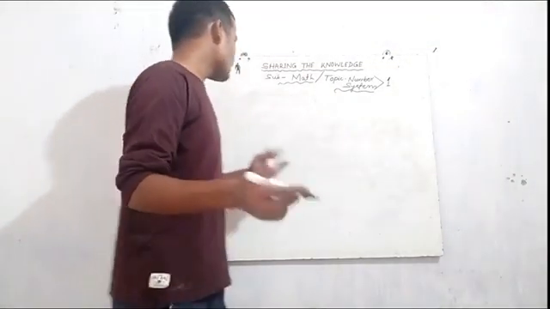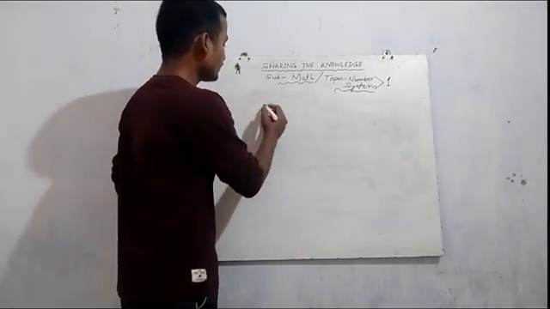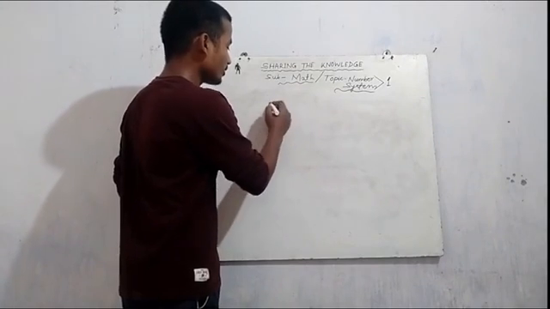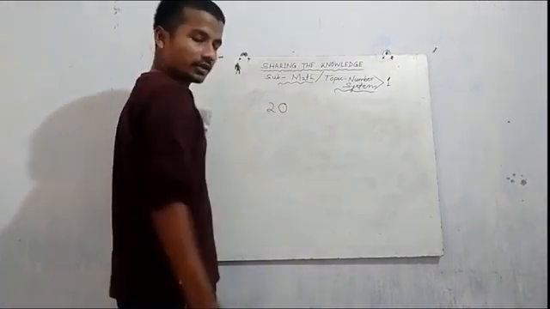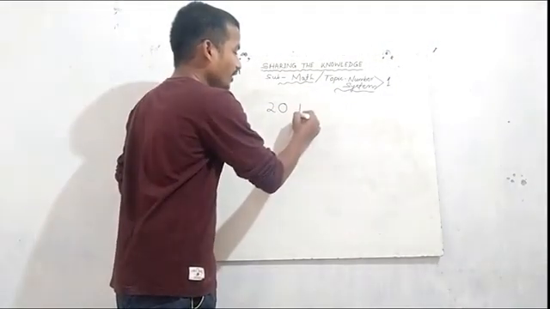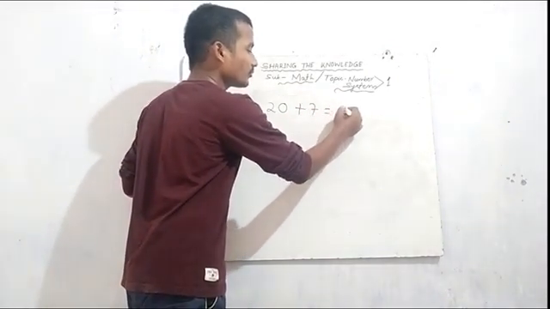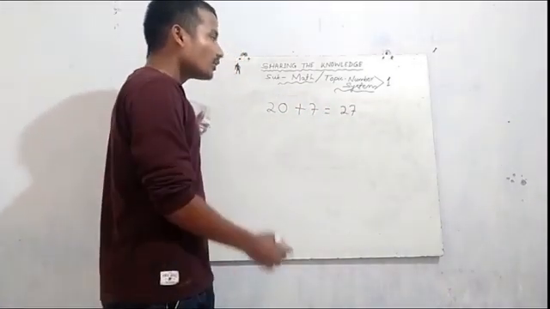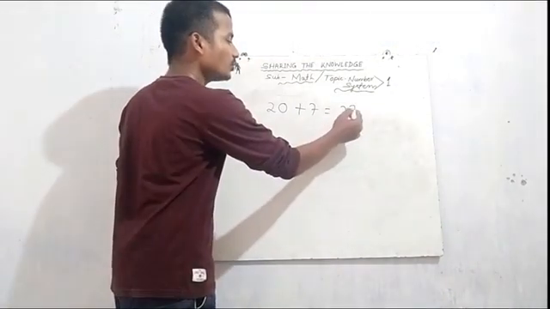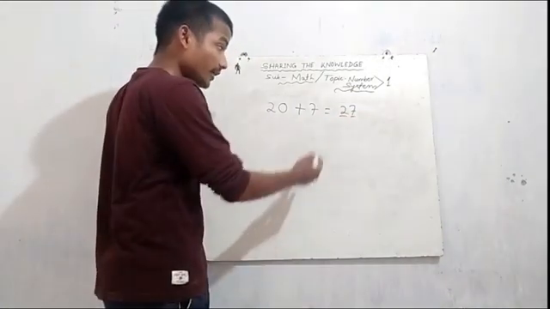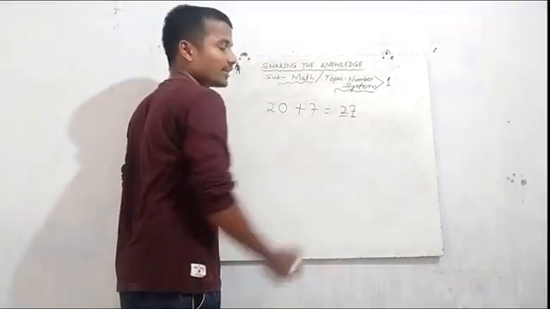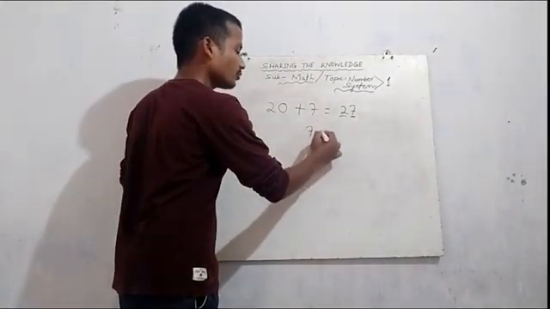So place value, how do we calculate it? Let the number be 20. If I add 7, it will become 27. What is the place value of 2 and 7? The place value of 7 is 7 ones.